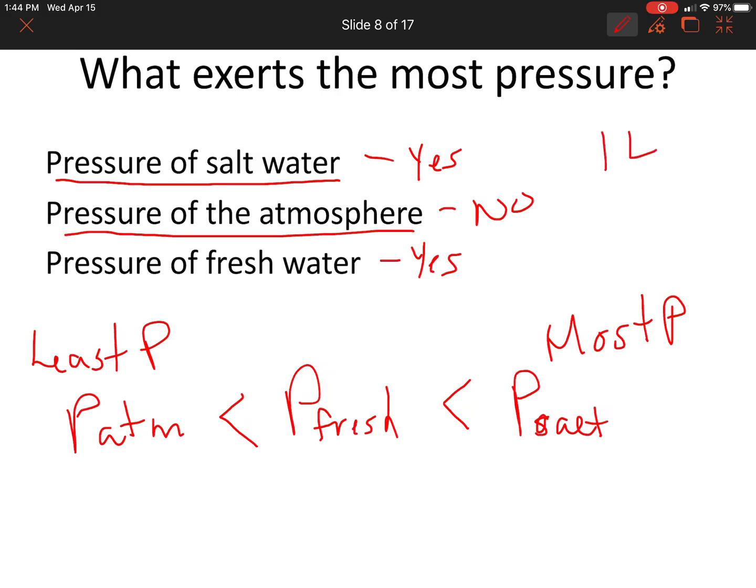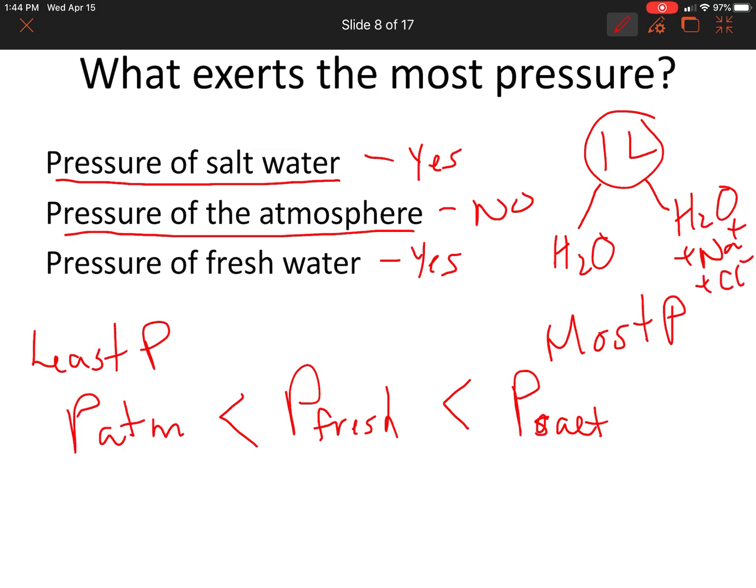So if you had 1 liter of fresh water versus salt water, fresh water is simply H2O. But salt water, we've got our H2O plus our Na+ and Cl-, because the salt is going to dissociate in the water. So you've got both things. So you've basically just got more particles in a certain amount of volume than you do in the fresh water. So that's why our salt water here would exert the most pressure.